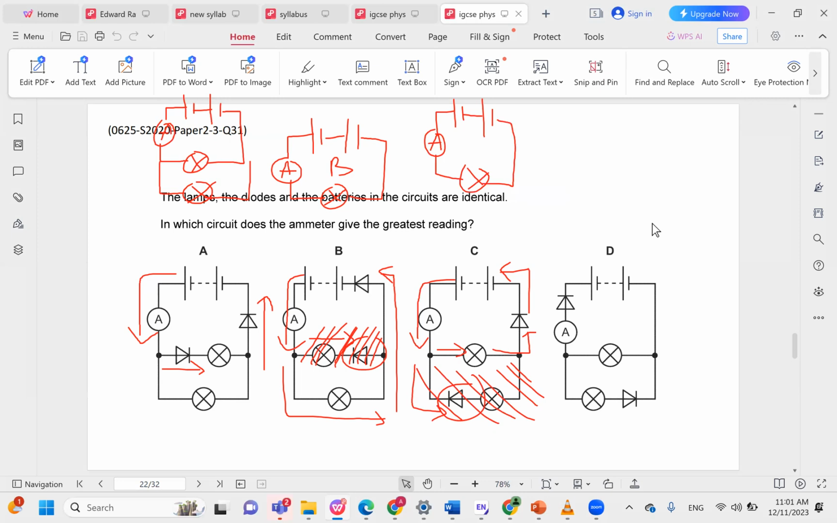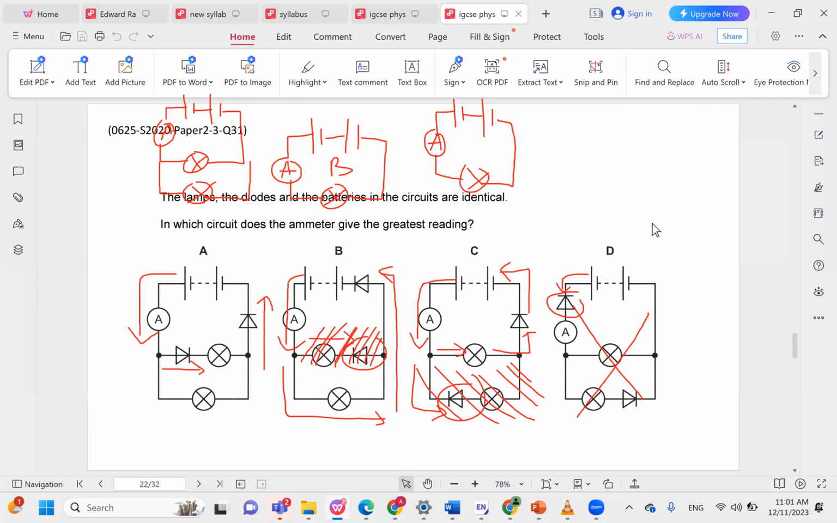And for choice D, the current starts to move from the positive terminal, the conventional current, of course, and it's blocked. So basically, it does not move at all. It cannot pass the very beginning of the circuit. So basically, choice D has no current flowing in whatsoever. So which of the first 3 circuits that I drew above would give the largest ammeter reading?